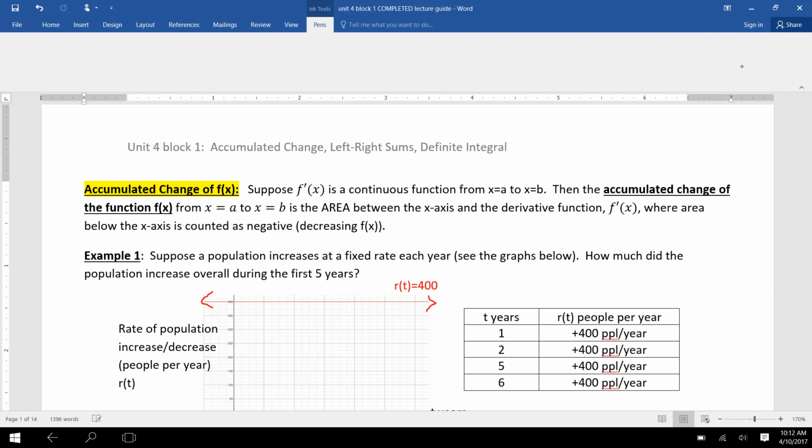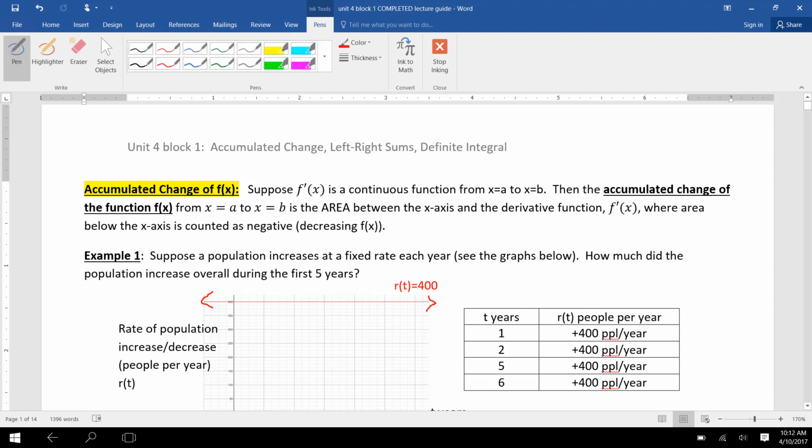If we want to find the accumulated change of f of x on a given interval, suppose we give you a rate function, f prime of x, that's a continuous function on x equals a to x equals b. So I'm giving you the rate function, the derivative function. Then the accumulated change of the function f of x, so the original function f of x on x equals a to b, is the area between the x-axis and the derivative function, where the area below the x-axis is counted negative. So that's a mouthful.